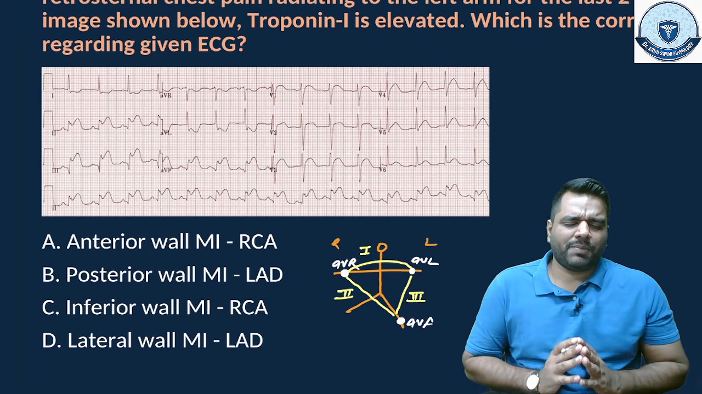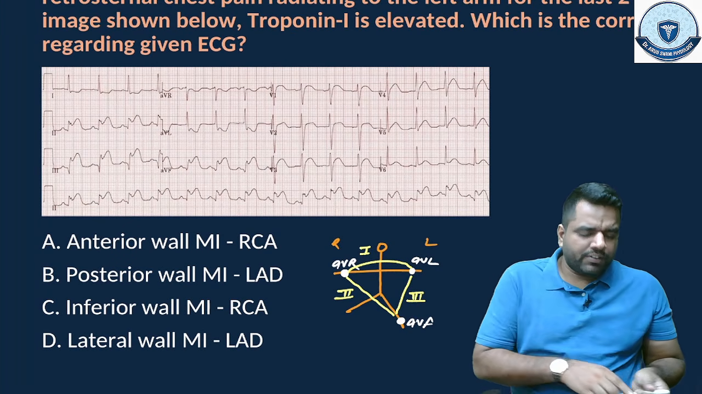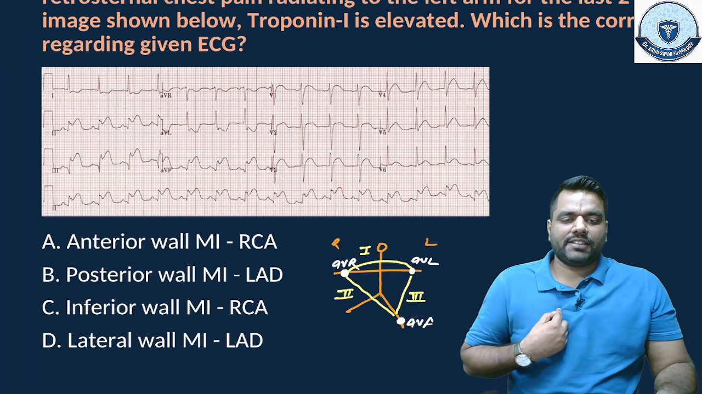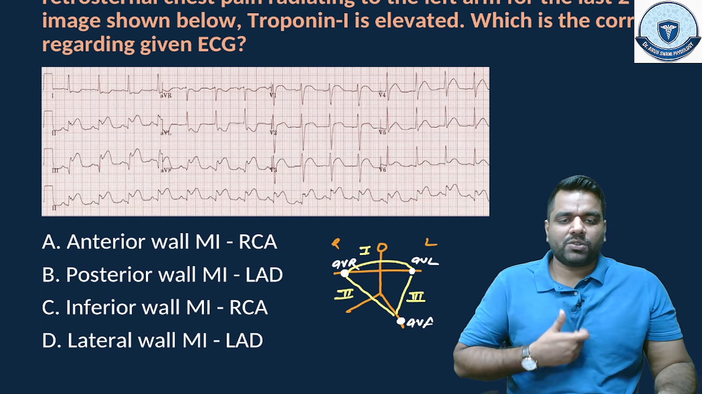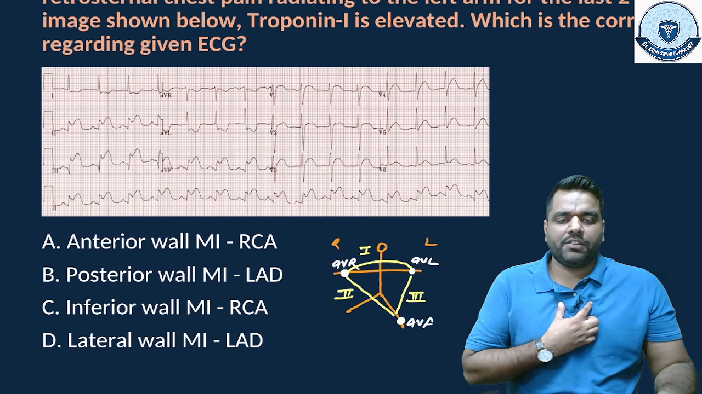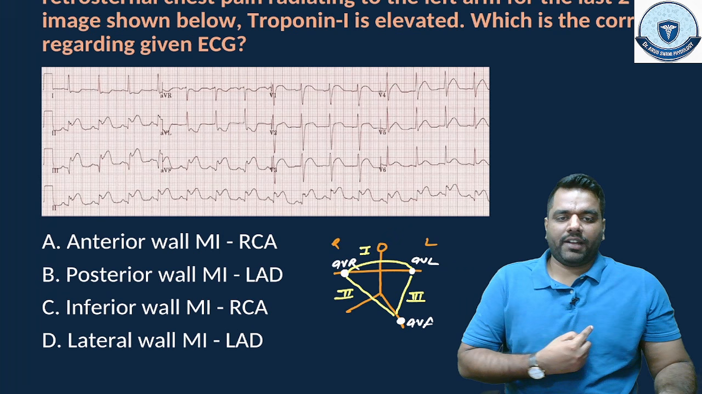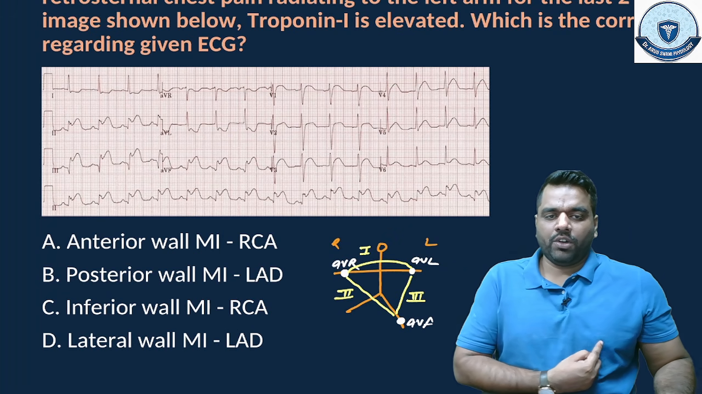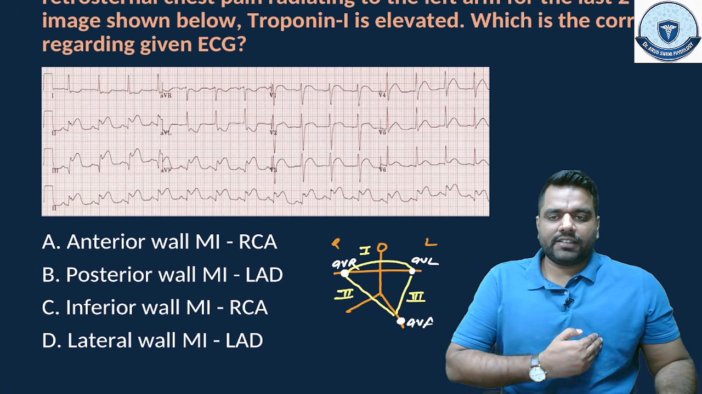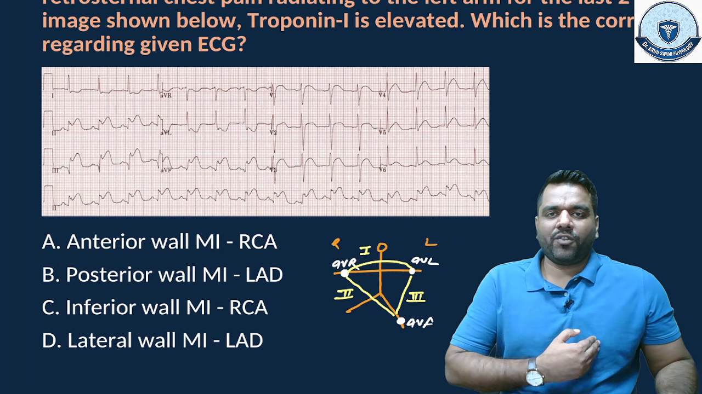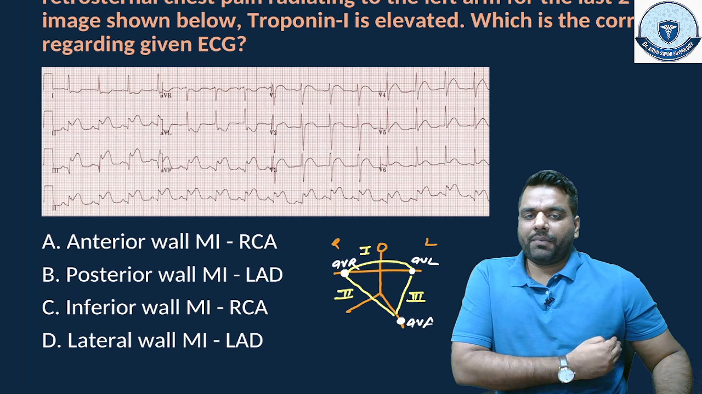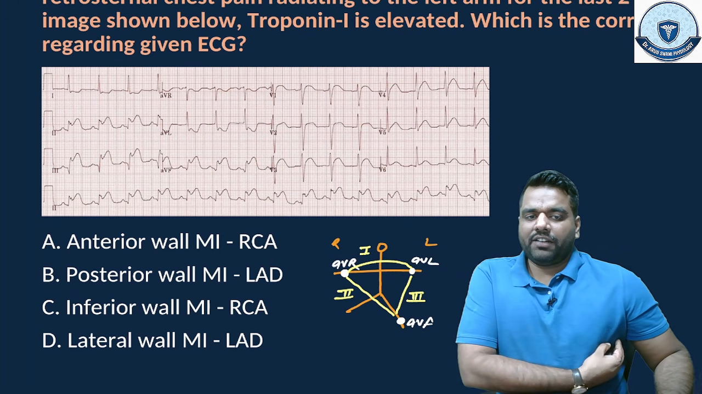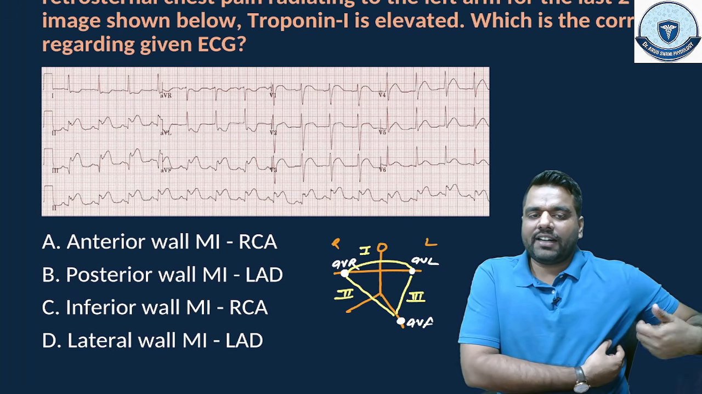Please pay attention guys, if there is a septal wall MI, then this is V1, V2 coming to the middle, and the septum is also in the middle. So whenever there is ST elevation in V1, V2, it is septal wall MI. This is V3, V4. Whenever V3, V4 has elevation, this is the anterior side. You can say this is anterior wall MI. This is V5 and V6. Guys, these chest leads are coming to the lateral position. So whenever there is elevation in V5, V6, this is lateral wall MI.